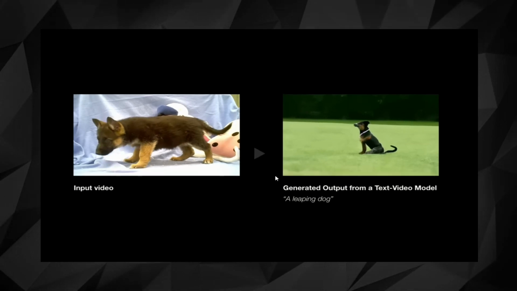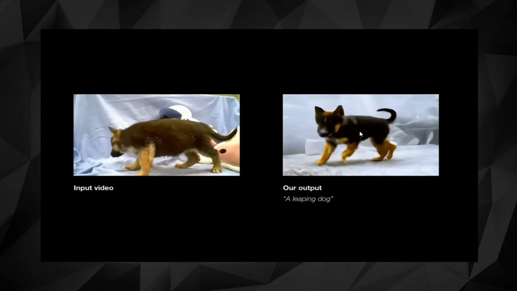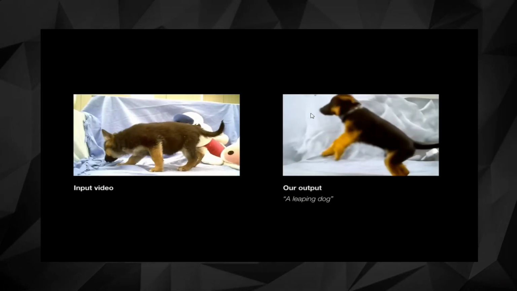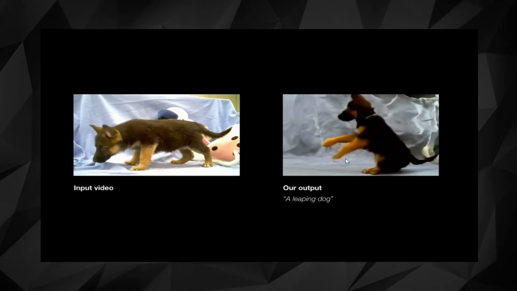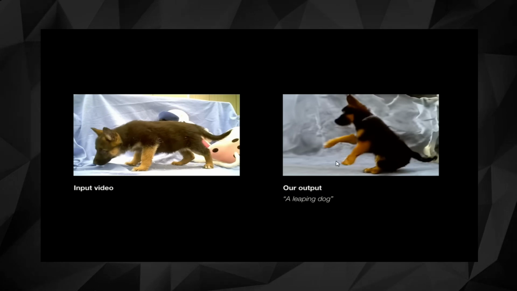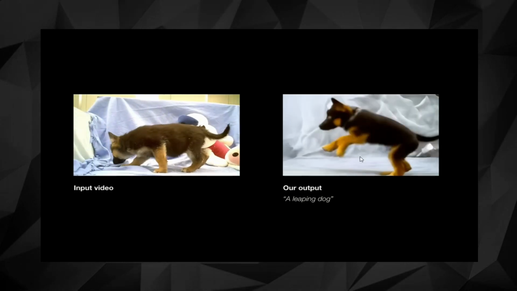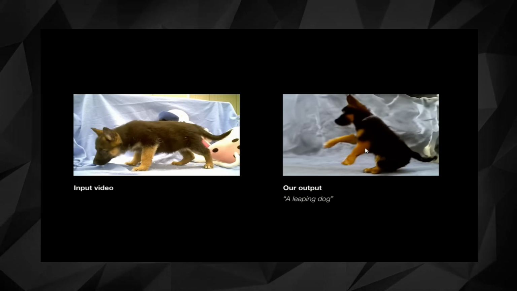Like we see here on the screen, where the identity of the dog is maintained, but the background is totally different. But with Dreamix, both the original identity of the dog, the background, and every other feature of the original clip is maintained. The only thing that is different is that the dog on the right is leaping as instructed by the prompt we entered earlier.